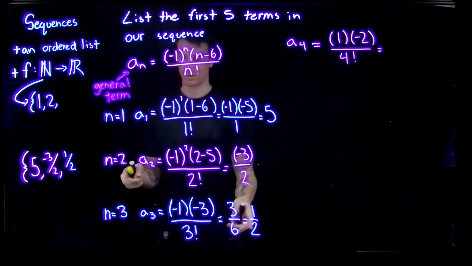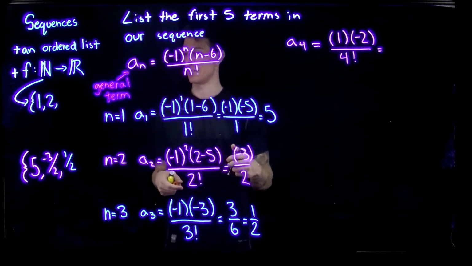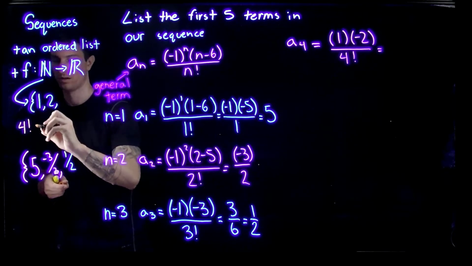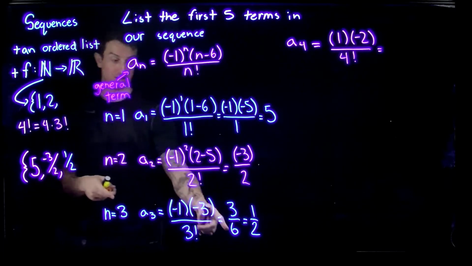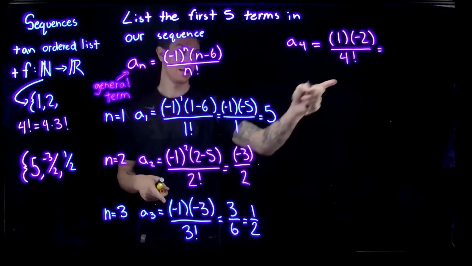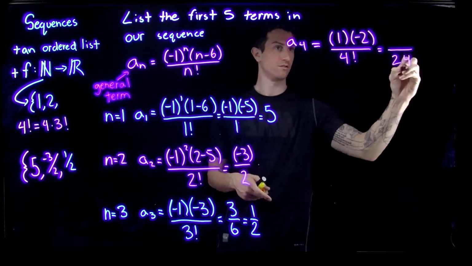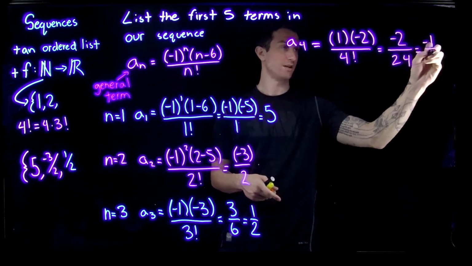And if we already know 3 factorial, which we know to be 6, real quick, just as some side work, let's put this here. If I have 4 factorial, I know this is 4 times 3 factorial. Right, so if I already have 3 factorial, which is 6, I just need to multiply by 4. Right, and I get my answer. And this simplifies to negative 1 over 12.